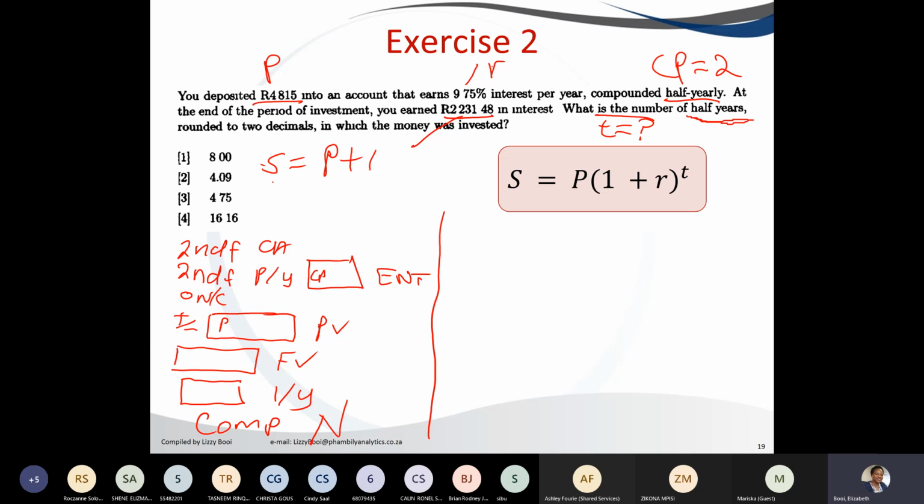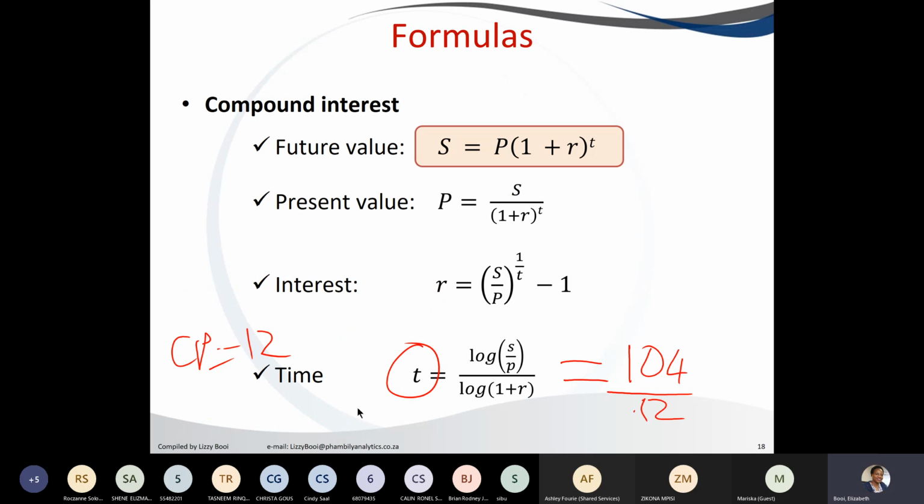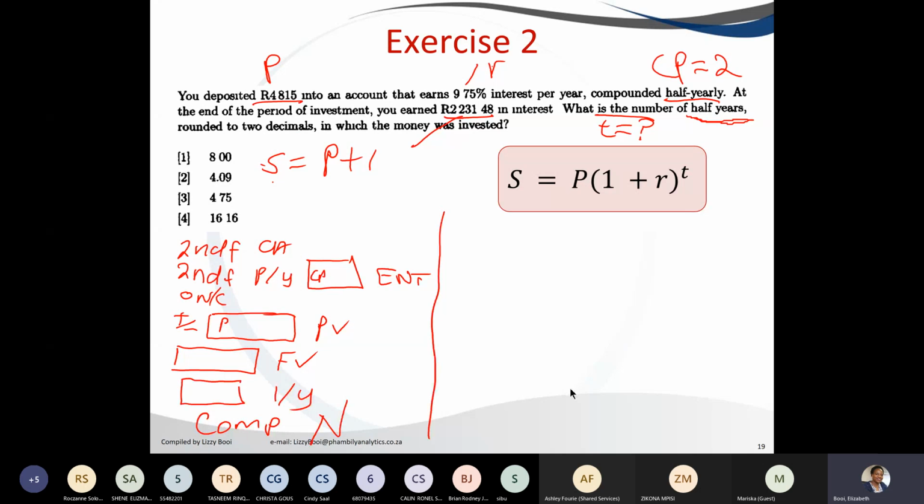Those who are calculating manually, I am going to go and cheat a bit. Okay, I remember what it looked like. So yours will be T is equal to the log of S over P, divided by the log of 1 plus R. And then you substitute on your calculators. They should have the log function. Just use the log to calculate the answer.